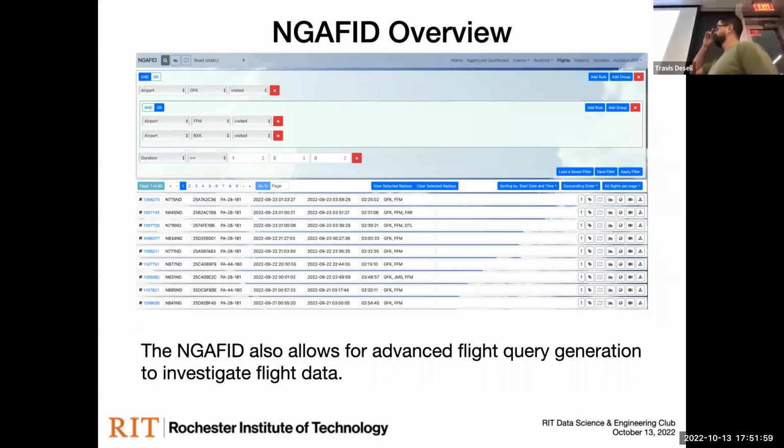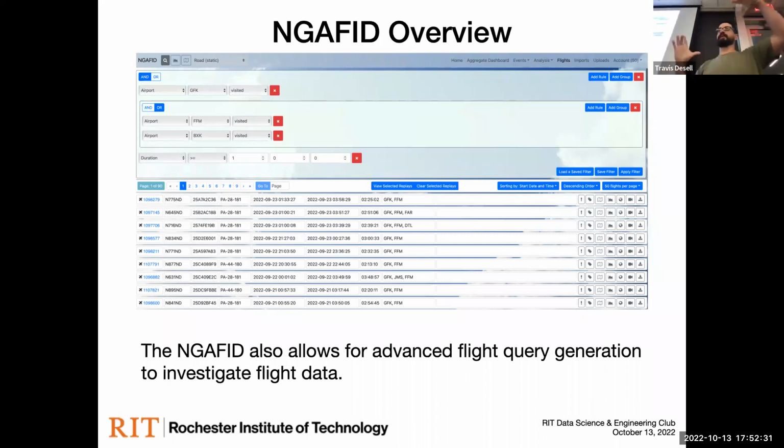And lastly, we provide an interface where users can define queries to look at this data. So in this case, if you can see up here, I want to define every flight where the aircraft visited GFK, which is the Grand Forks Airport. And I have a group over here. It also visited FFM, I don't know what that is, and VKX. I also don't know which one that is. But so it was Grand Forks and either of those two airports. And down at the bottom, the duration was over an hour.